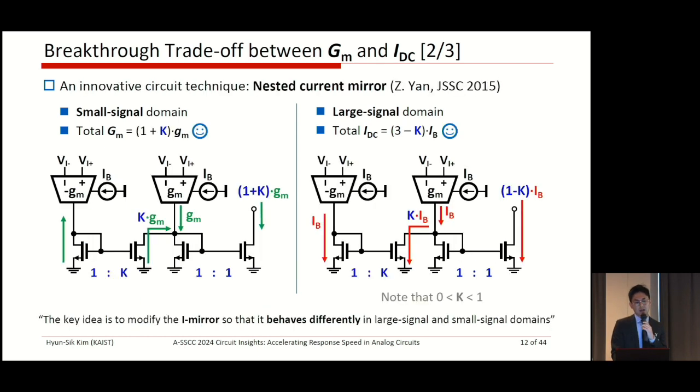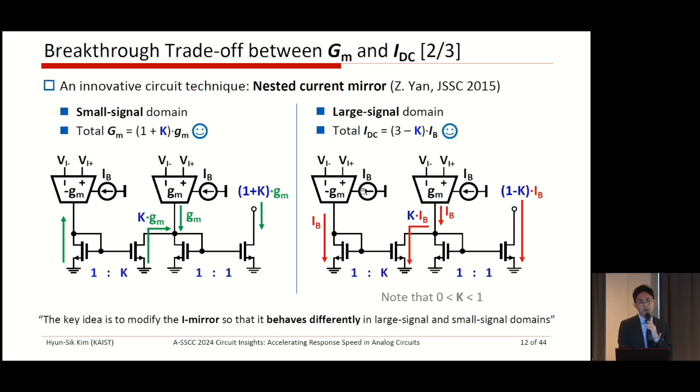That kind of design is the nested current mirror design. Okay, in this design, two transconductance cells are used. One is the plus gm, the other one is the minus gm. So you can see in the small signal domain, the minus gm current is copied in the opposite direction with a factor of K. And then the plus gm and the K-boosted gm are summed together and copied to the final output. So the effective total transconductance can be expressed by (1 plus K) times gm, right?